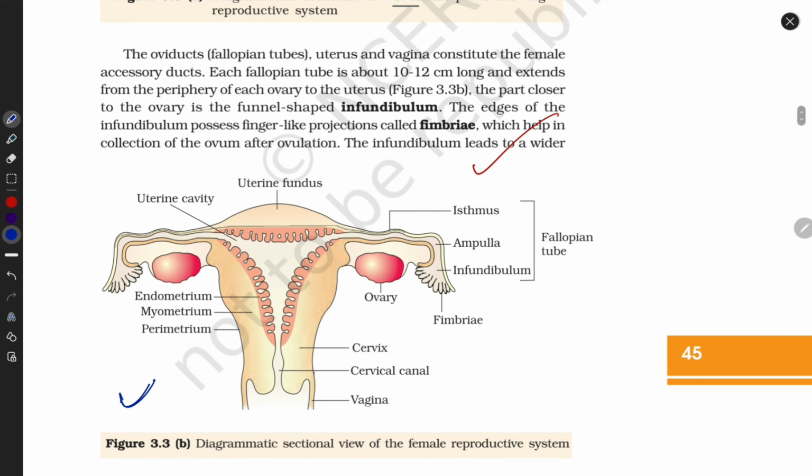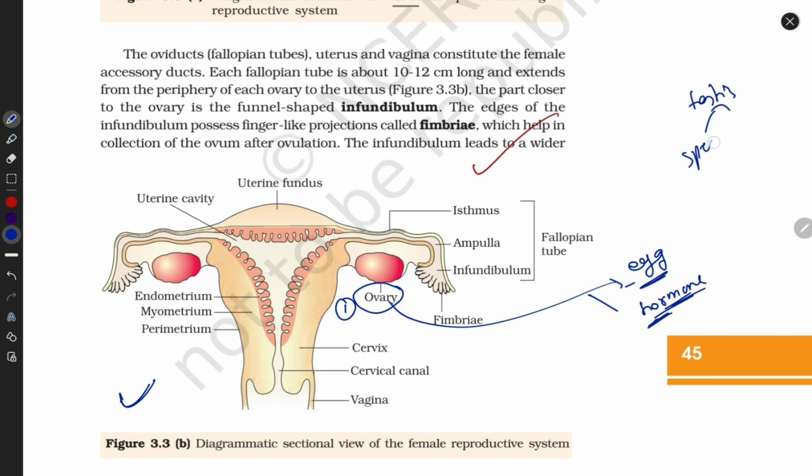This is the main reproductive part of the female. Ovary first. What will the ovary do? It makes eggs and releases some hormones. Same as the testes: they make sperm and release hormones. There the male hormone is synthesized, and here the female hormones like progesterone and estrogen. Egg and sperm will fuse and make a zygote.